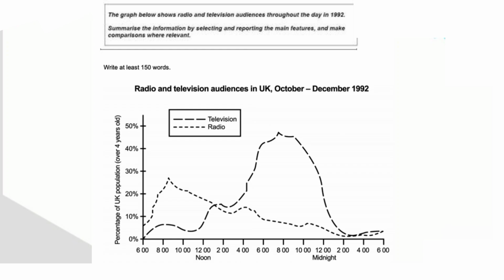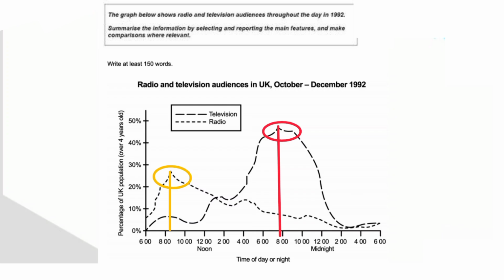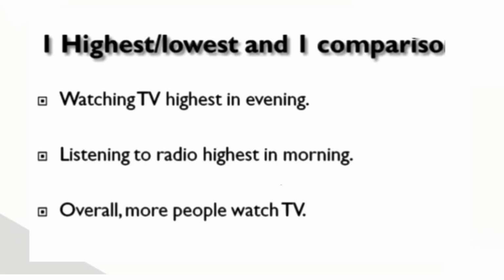Here, we will be looking for highest, lowest and comparison. When you look carefully, you can find that listening to radio is highest during morning time and watching TV is highest during the evening time. Also, we can find that TV has more audience than radio. So, the key features of this graph are: watching TV highest in the evening, listening to radio highest in morning, overall more people watch TV.